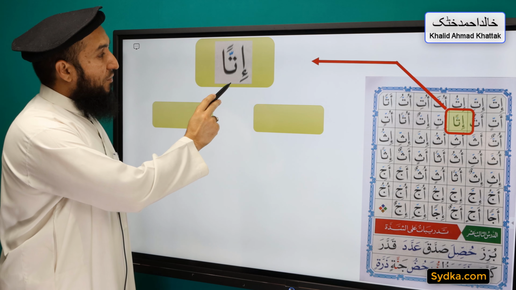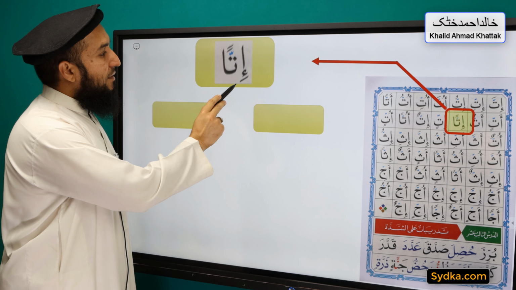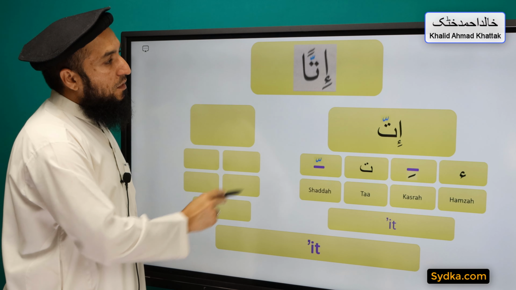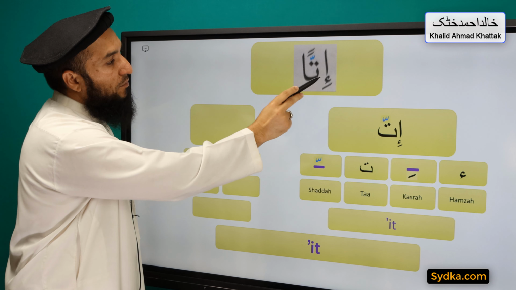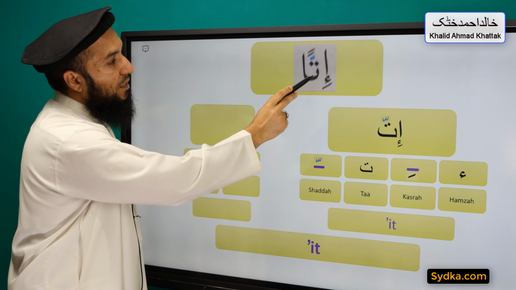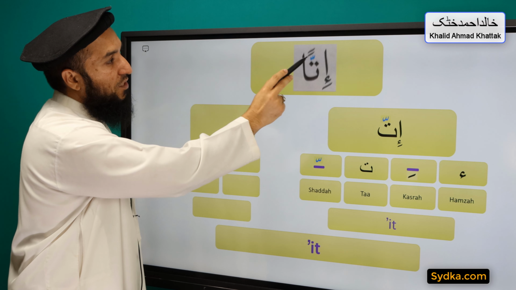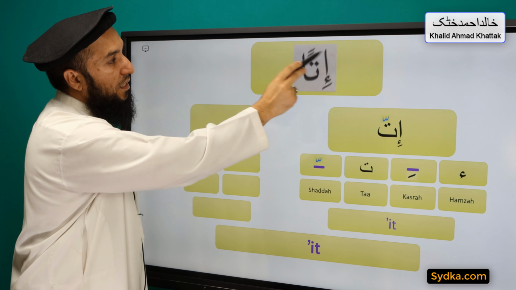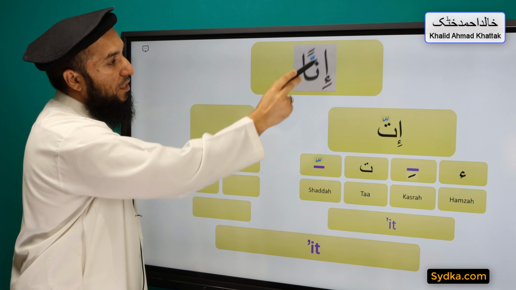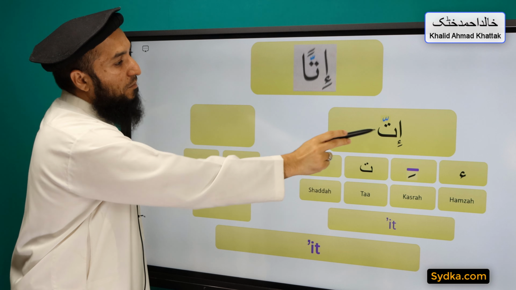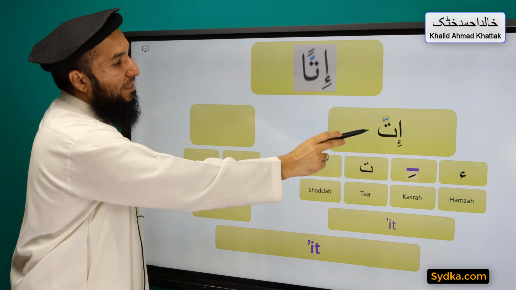The next word we have is Ittan, and it can be divided into two syllables. The first syllable we have is Hamza Kasra Ta Shadda, It. Hamza is a light letter, it has Kasra underneath, it is followed by Ta, Ta has a Shadda. This alif is silent and it is used as a chair for Hamza. Hamza Kasra Ta Shadda, It.